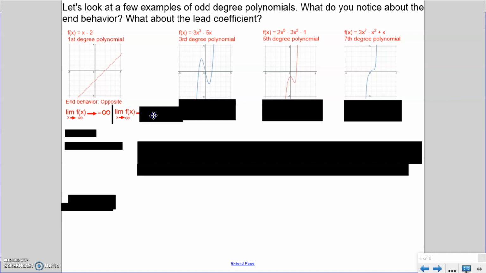The limit of f of x as x approaches positive infinity, as we go right, is also positive infinity. So different. I'll be lazy and say down and up. So left is down, right is up. And the leading coefficient is 1, positive.